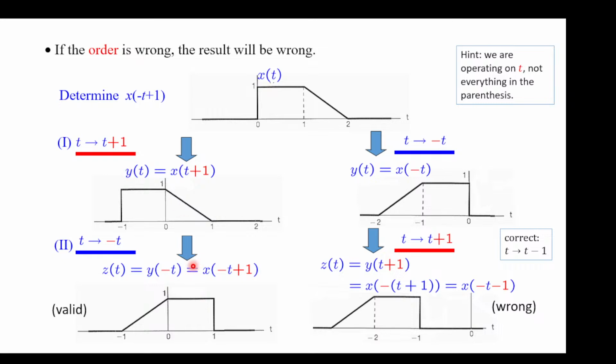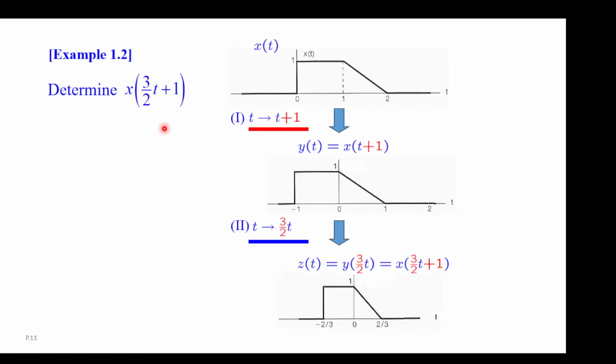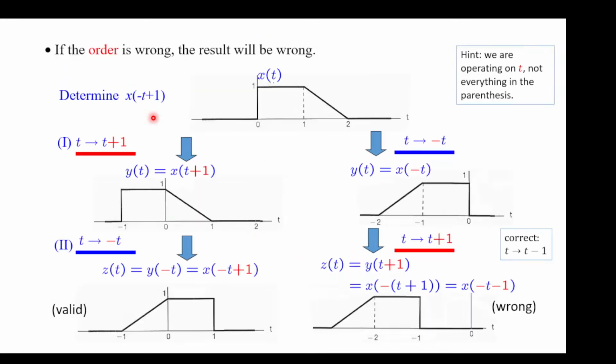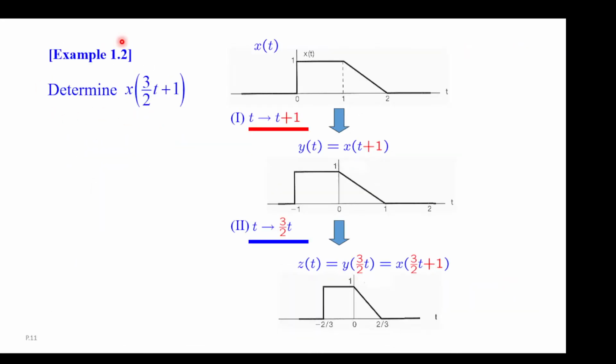Okay. So remember, we are changing a variable. You are changing t to minus t, so we are operating on t. This is a combination of time shift and time reversal. Then obviously you can do another combination. Here we have another combination: the stretching and compressing is time scaling. So we have another combination, time scaling with time shift.